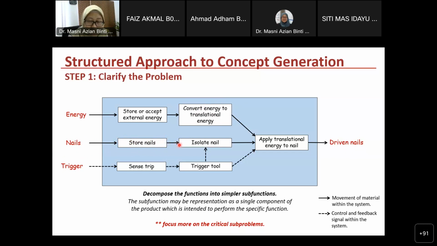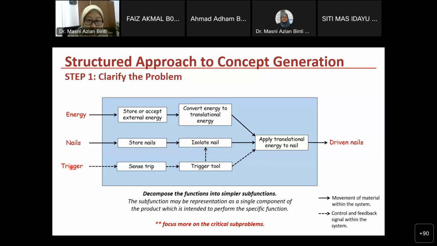And then, mesti ada mechanism to isolate the nail. So, bila kita nak letak paku, kita akan buat one at a time. Biasanya kita takkanlah mesin tu akan tembak 5 paku at one time. Normally, kita tembak 1 paku at one time. So, there must be a mechanism on how we can isolate the nail. Okay, maybe ada channel, maybe ada chamber. So, whatever it is lah.